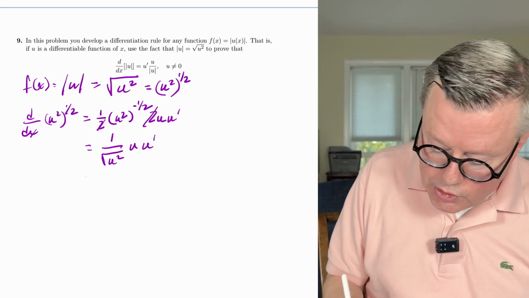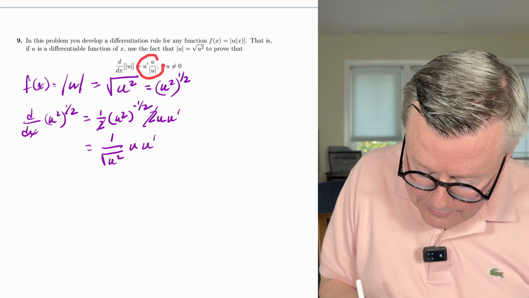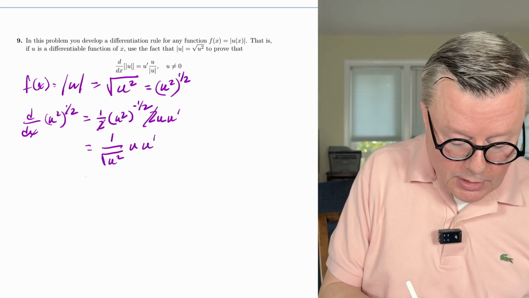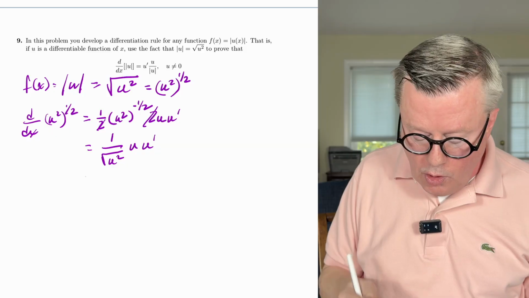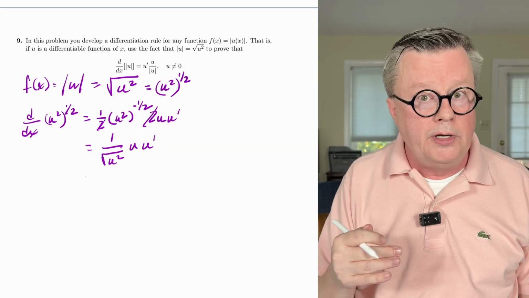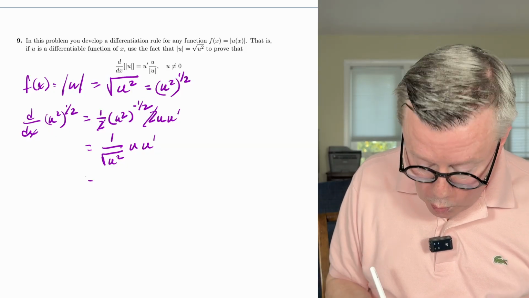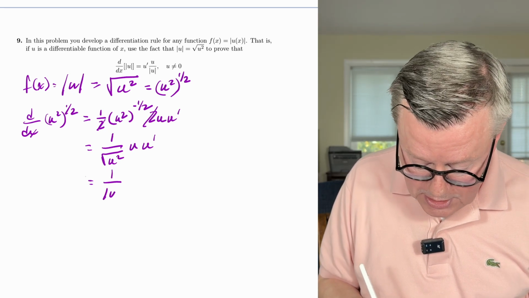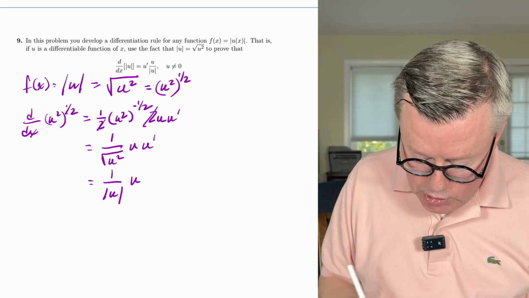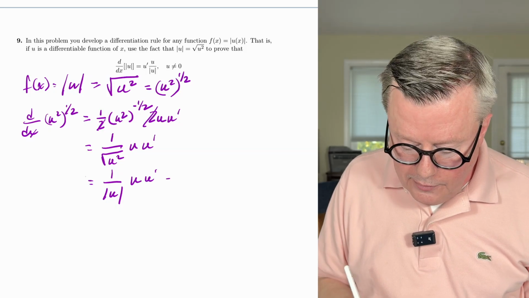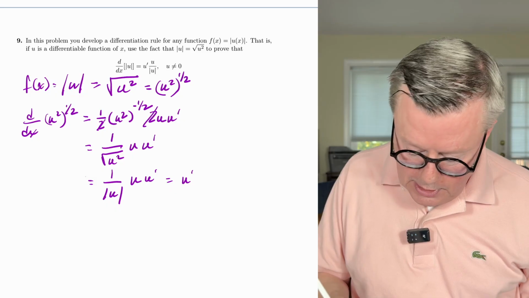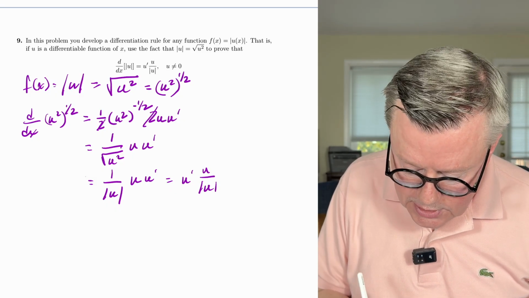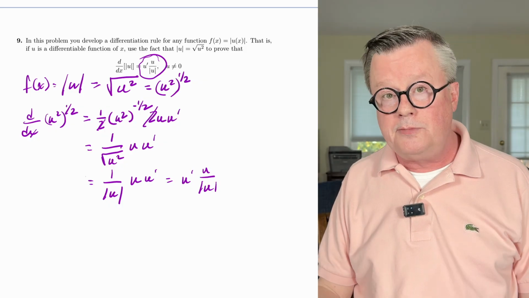Let's not forget what we're trying to get to. I have given you that this is the formula I want us to wind up with. Am I there? Almost. 1 over square root of u squared. I gave you this hint: square root of u squared is the absolute value of u. I'm sort of using the hint in reverse. Times u prime, and that is going to give me u prime times u over absolute value of u.